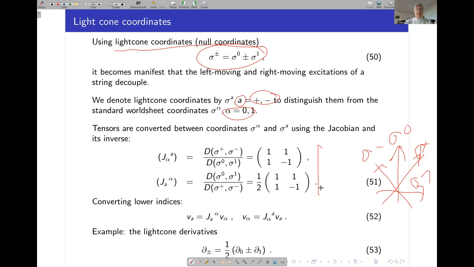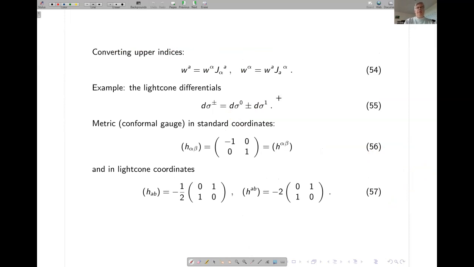of coordinate systems. In particular, we now have light-cone derivatives, which are linear combinations of d0 and d1. And we also have light-cone differentials. And if we rewrite the standard Minkowski metric in light-cone coordinates, then it takes this form, which is off diagonal. And here the zeros indicate indeed that the coordinate directions are along the null or light-cone directions of our metric. That's why the metric becomes off diagonal if you write it in these coordinates.